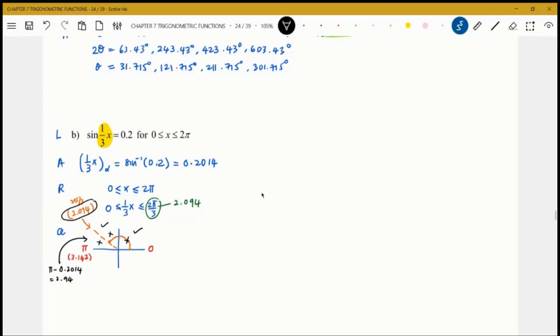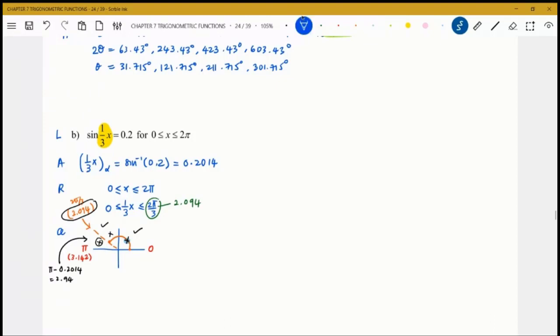Okay. Pi minus 0.2014 ni adalah method untuk kita dapatkan angle pada second quadrant. Okay. So kalau kita cari, kita dapat nilai dia adalah 2.94. Bermaksud 2.94 ni dia melebihi kamu punya range. So kita tak akan consider ini sebagai angle yang kita ada. Okay, so kita reject untuk angle di sini. Bermaksud kita hanya ada satu angle sahaja pada first quadrant.